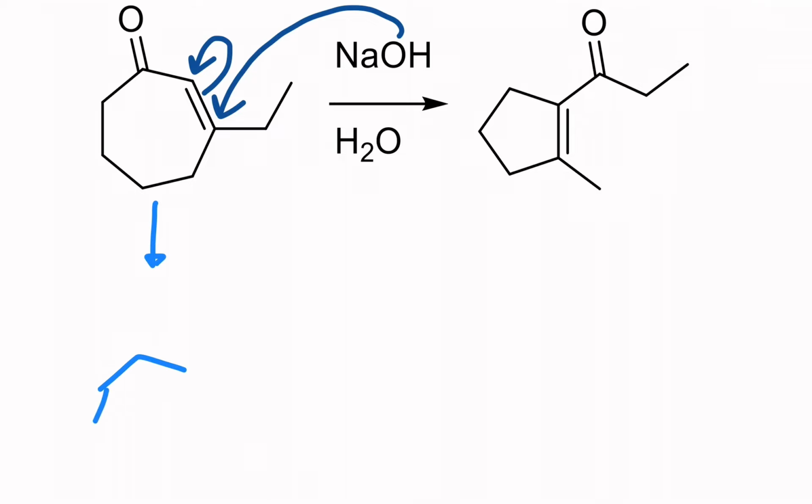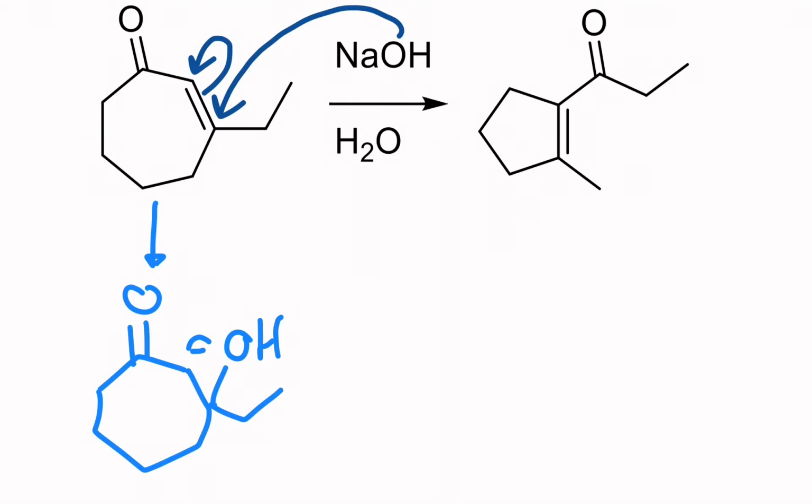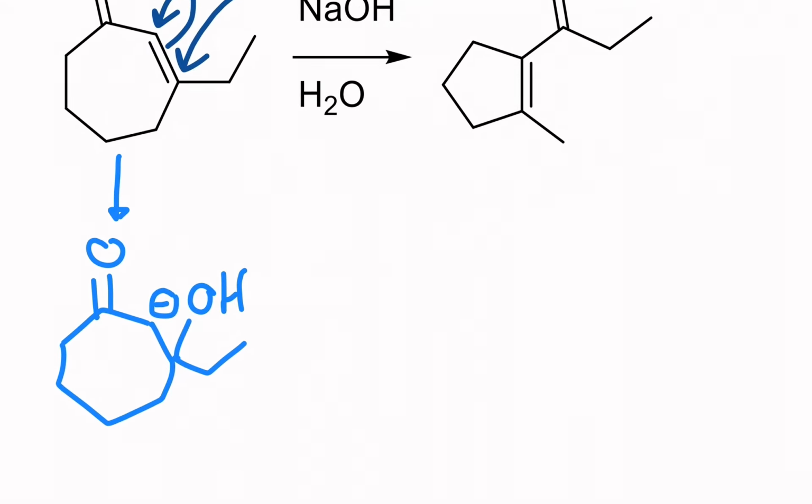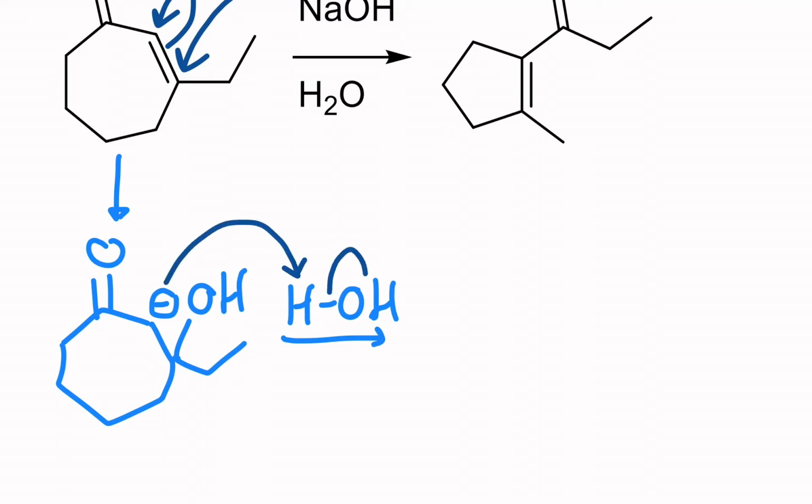So we get a 7-membered ring. I have my ethyl attached. I have a new OH, and now I have a negative charge on that alpha position. Thinking back to the mechanism up above, next we're going to get to the beta hydroxy ketone, the addition product, or I should say what looks like the addition product. And you do that just by protonating that intermediate.